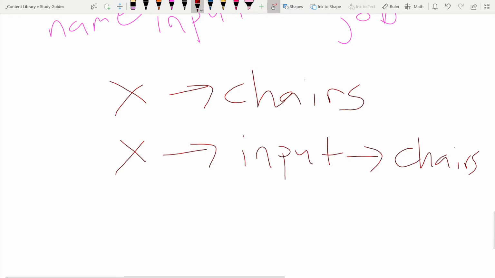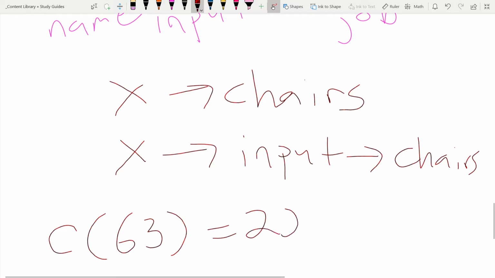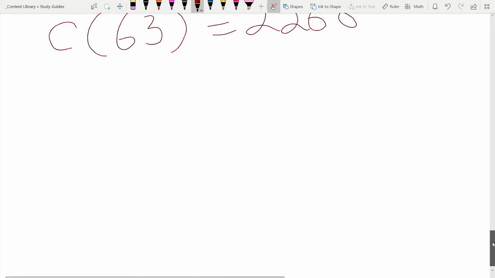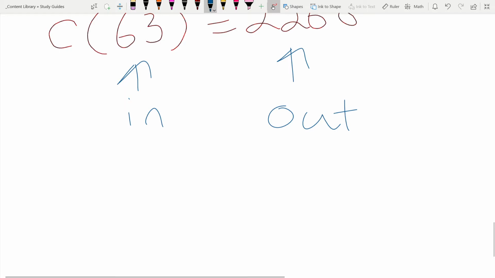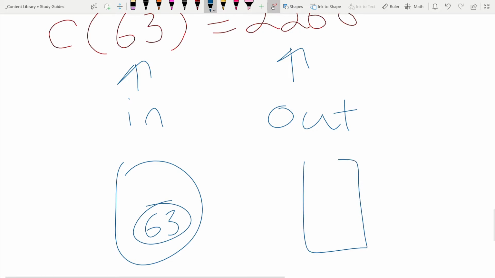So when they come down to C of 63 is equal to 2268, well, that just tells us a lot right there. It's telling us that when we plug a 63 into the equation, this is the number that comes out. Input, output. So in that first box, you are going to circle a 63, and then in that second box, you are going to circle 2268.